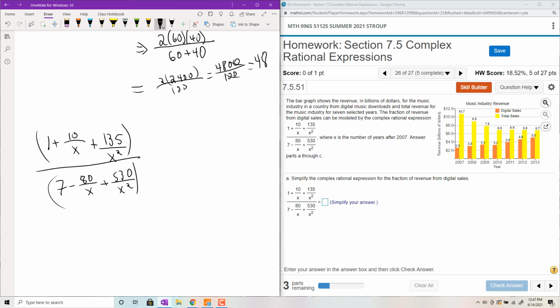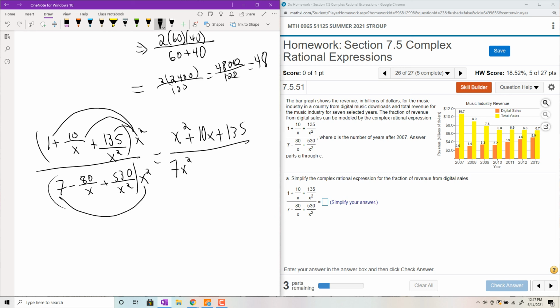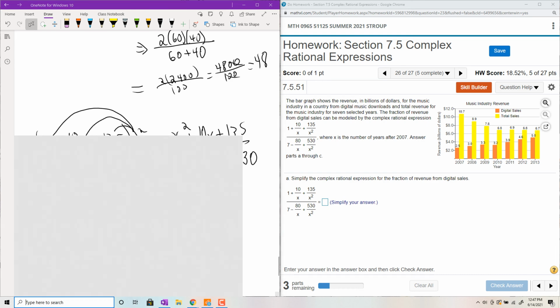Okay. So on the top by x squared, x squared times 1 will just give you x squared. x squared times 10 over x, one of the x's will cancel, leaving you with 10x. And then x squared times 135 over x squared, the x squareds will cancel. So you get plus 135. You do it to the top, you have to do it to the bottom. So 7x squared in the first distribution. In the second one, one of the factors of x cancels. You get minus 80x. Plus the third distribution, the x squareds cancel. You get 530. And then let's hope, I don't know if these things will factor. Let me get my calculator.